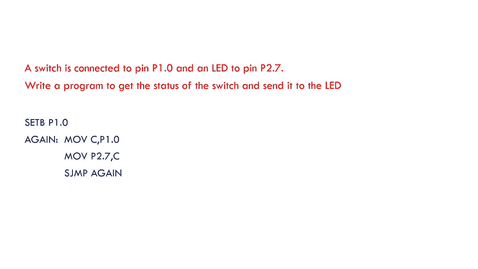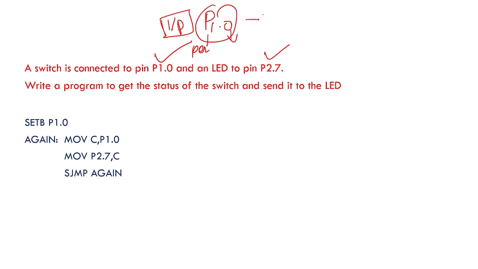The next program: the switch is connected to port 1.0 and the LED to pin 2.7. That means I need to configure the input port. P1.0 is a port, and in that the 0th pin I need to configure as the input. That means set B P1.0. So input configuration is completed. Now I need to check the status of the switch. So, move C, 1.0.